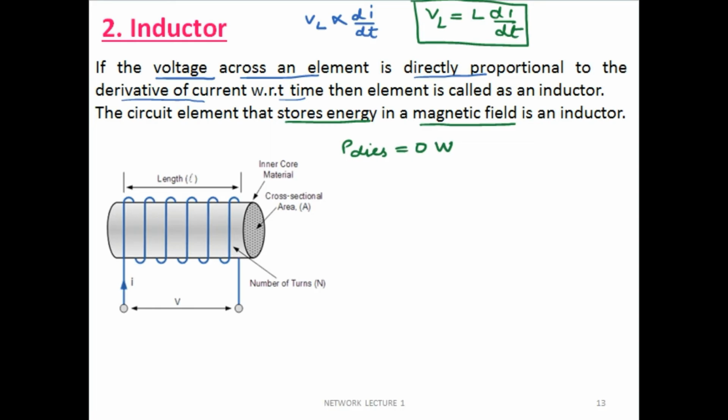Okay, so now also we know that power is given by VI cos phi. I think you would have studied this. If not, we will cover this in AC circuits in unit 2.